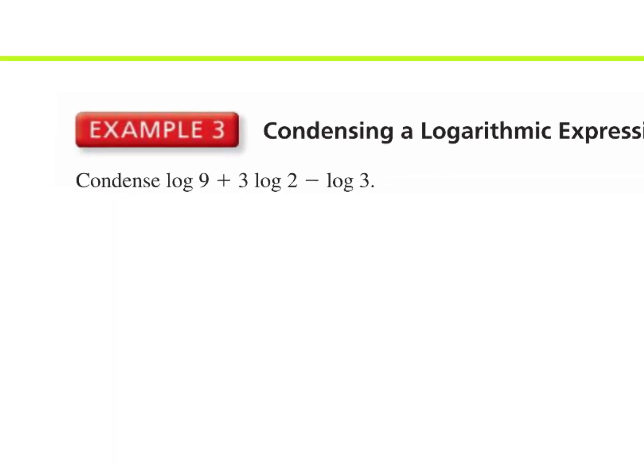Recognize what operations are being done between the logs, and then try to make it so that they're happening inside. So I see a plus, I know that that's going to be a multiplication. I see a minus, I know that that's going to be a division. And I also see a 3 out front, I know that that's going to become an exponent. So I would do the opposite of what we did in the other examples.